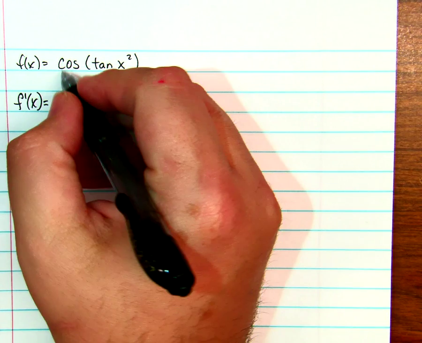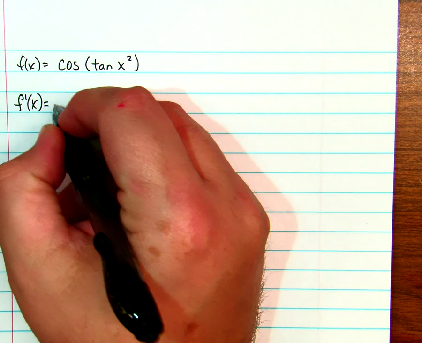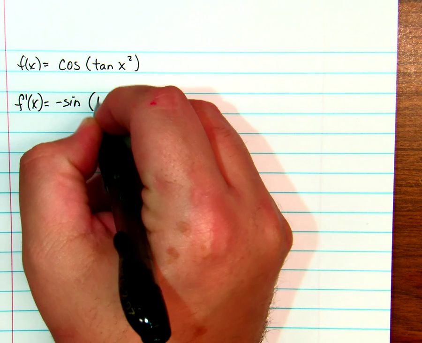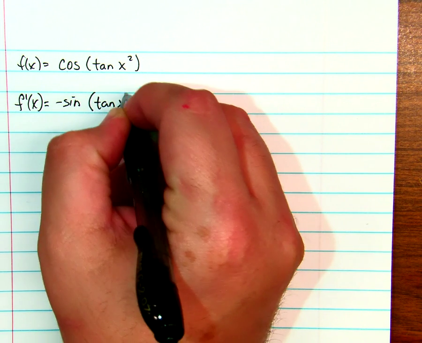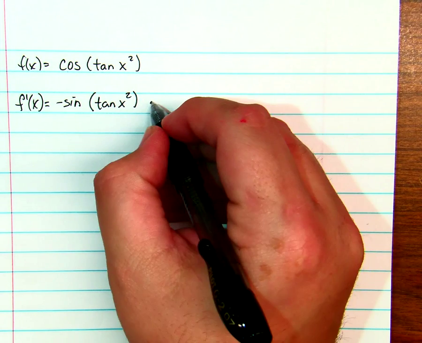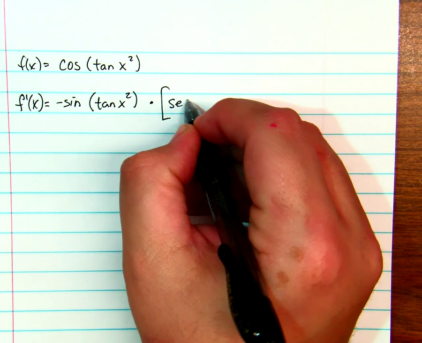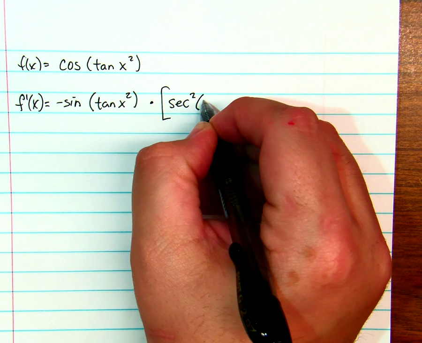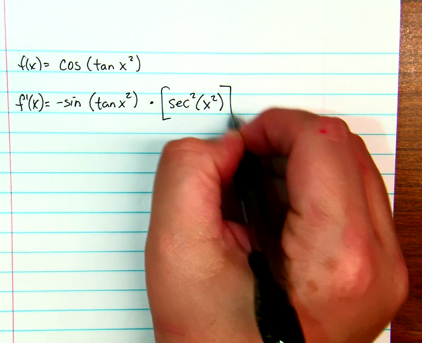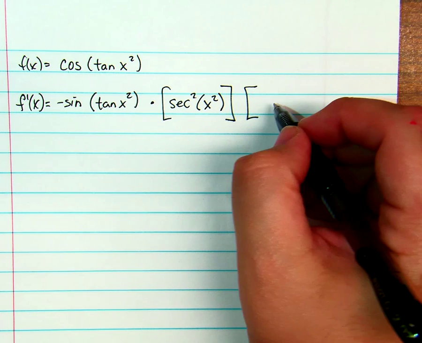But what's the derivative of the cosine? Negative sine. And then you put tangent x. But now we have to do a chain rule. What's the derivative of tangent? So I get secant squared of x squared. Then I have to take another chain rule: 2x.